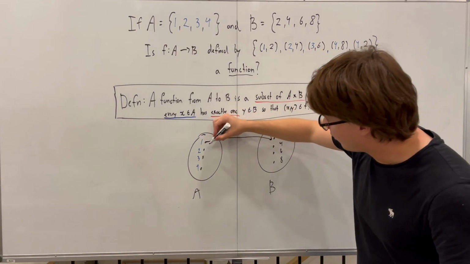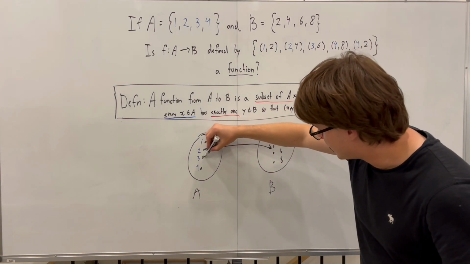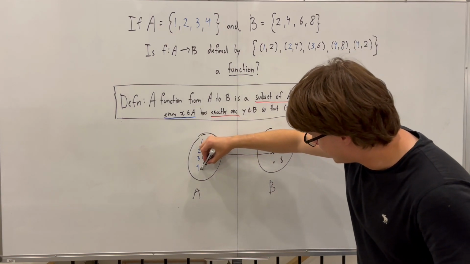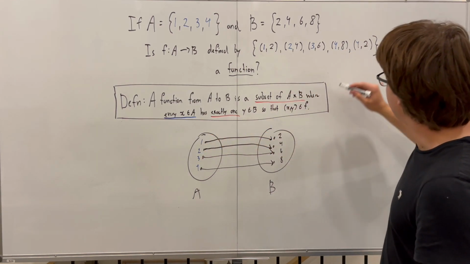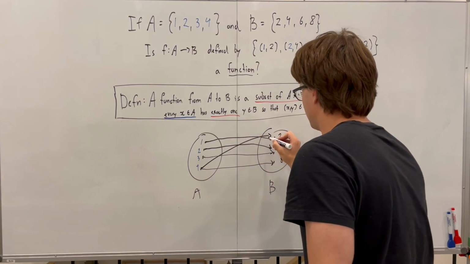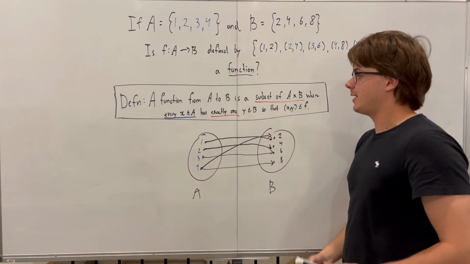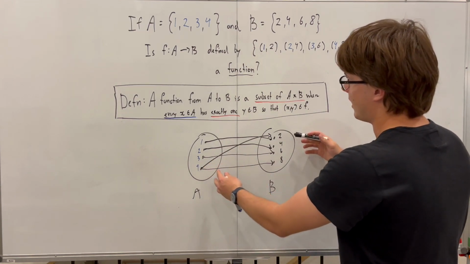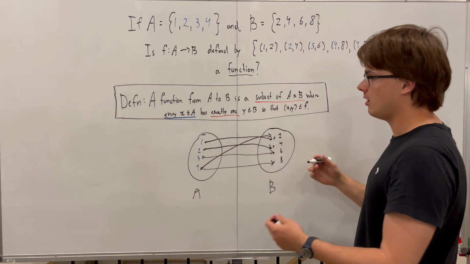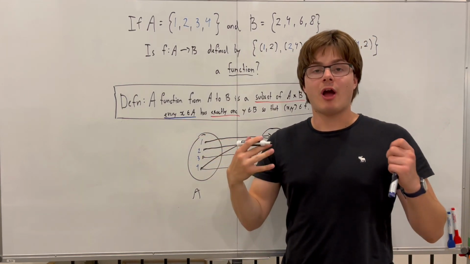2 is mapped onto 4, so we draw an arrow from 2 to 4. 3 is mapped onto 6. We draw an arrow from 3 to 6. 4 is mapped onto 8. And 4 is also mapped onto 2 here. So obviously it's a subset of the Cartesian product because none of these arrows leave any of our sets in question.